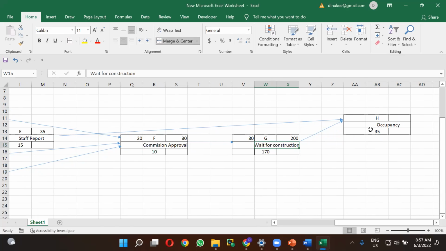For the H activity, you can see there are two arrows coming. When two arrows are coming, you have to choose the highest value, as we are doing the forward calculation. There is a value of 200 here, and the next arrow coming has 35. Based on those two values, what value are you going to put as the early start time? Very good. It is 200, right?